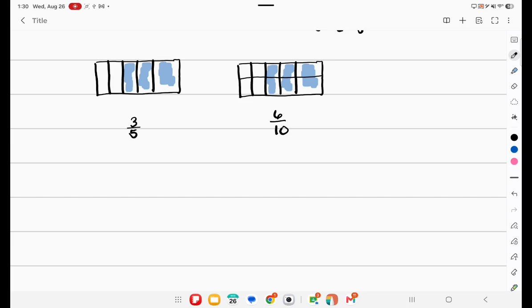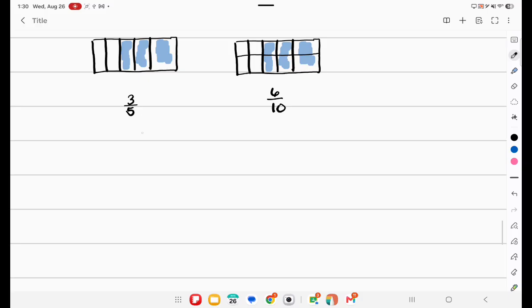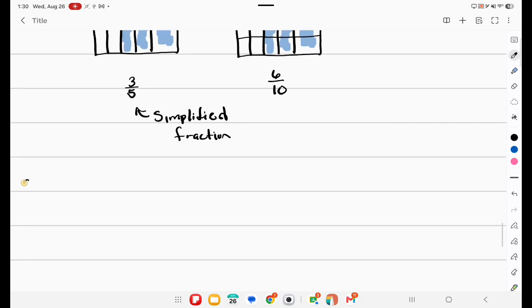What you are dealing with is something called this right here. Correct. It is a simplified fraction of 6/10. While I changed the pieces, the amount didn't change. All right. So our next lesson is simplifying fractions. No pictures though. Simplifying fractions.